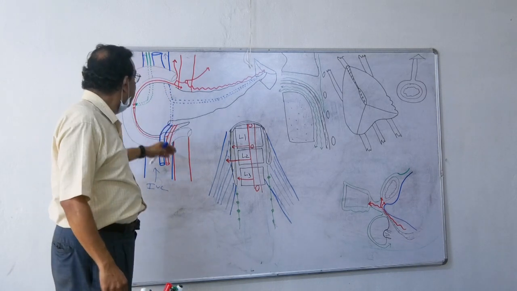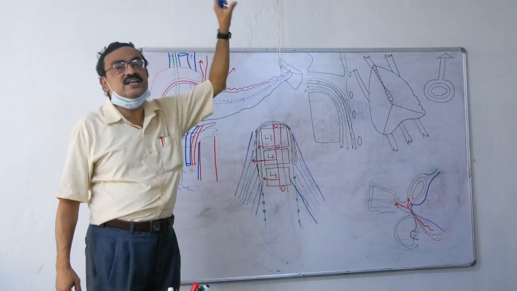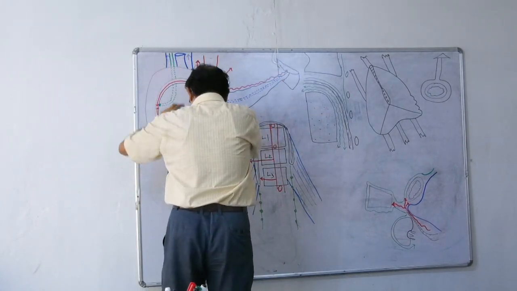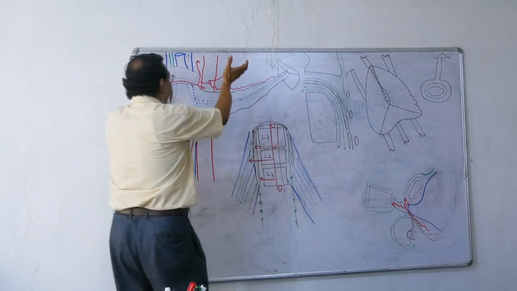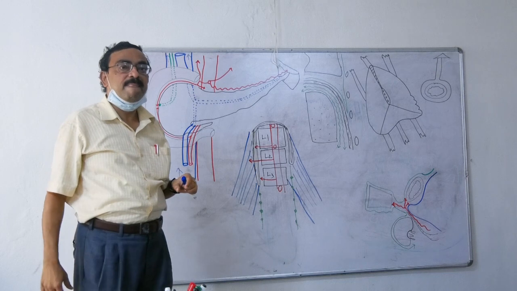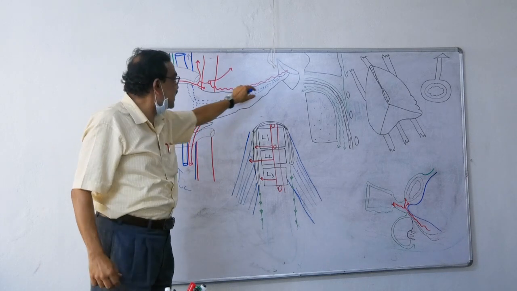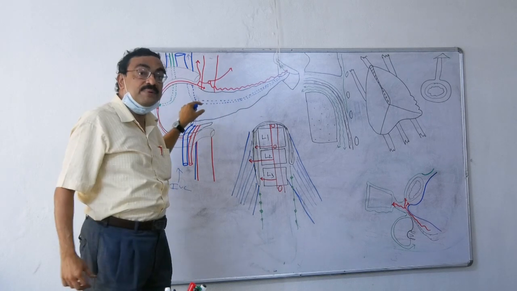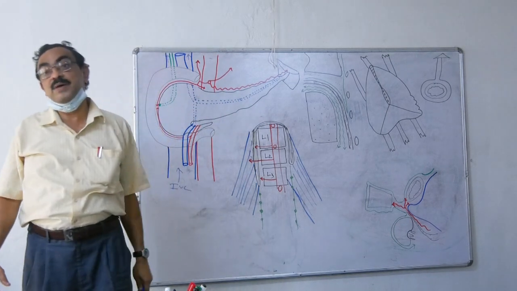Anteriorly it is related with the transverse mesocolon, because the transverse colon is hanging by the transverse mesocolon. Okay? And this transverse mesocolon is attached all throughout the body and also sometimes over the head of the pancreas.